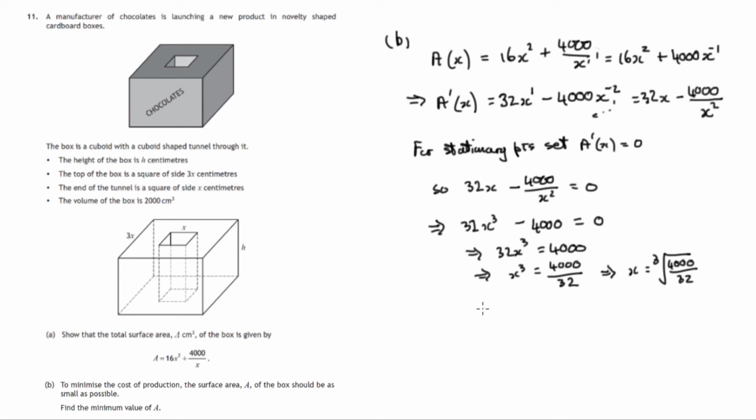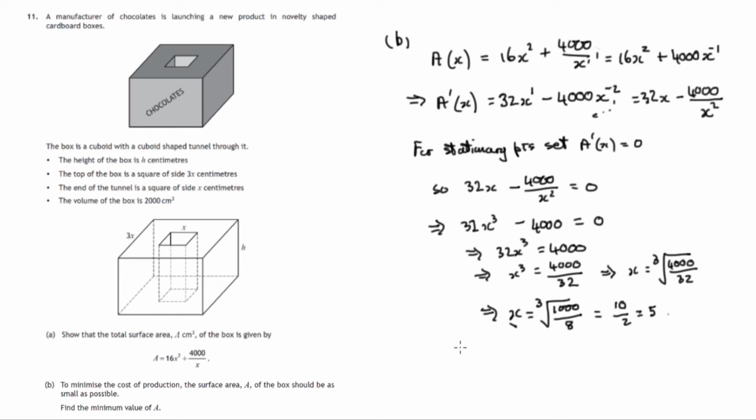Now, there's a bit of cancelling that goes on here. 4 8s are 32, so let's do that before we attempt to do the cube roots. So we divide top and bottom by 4. And now we can see the answer. The cube root of 1,000 we know is 10, and the cube root of 8 we know is 2, so the answer is 5. So there is only one value of x that gives a stationary point in that graph.